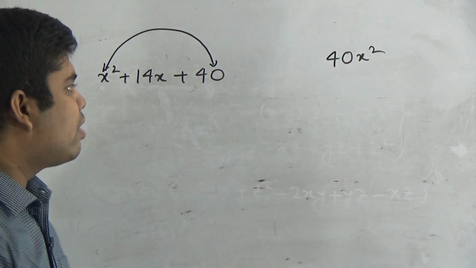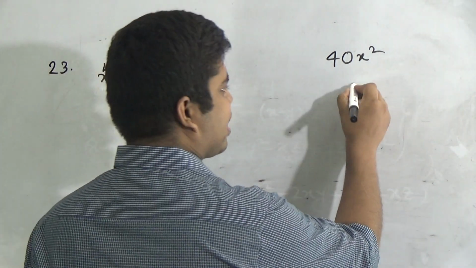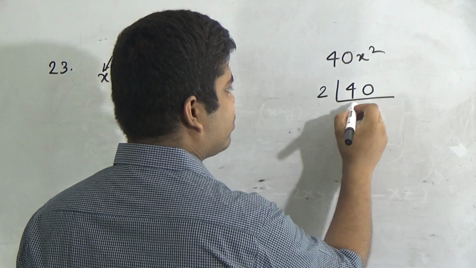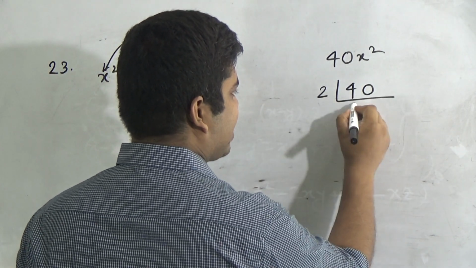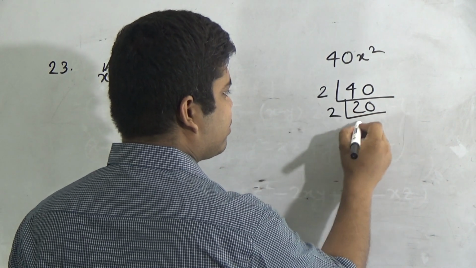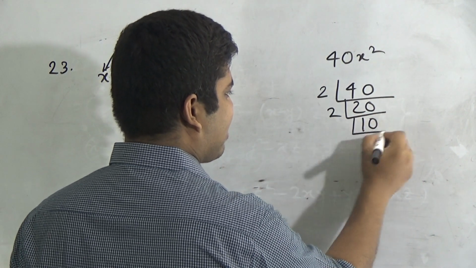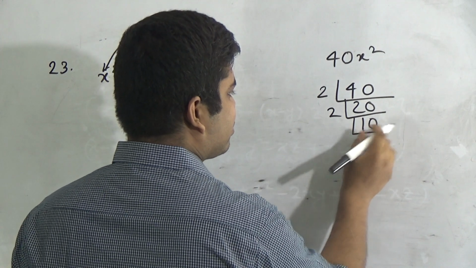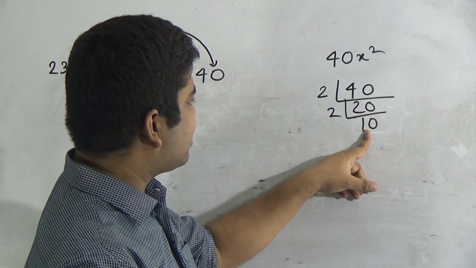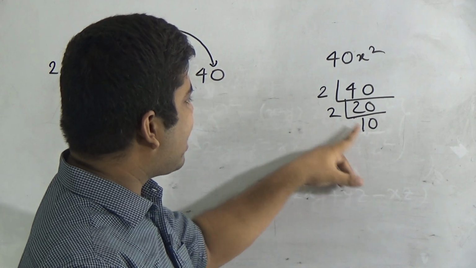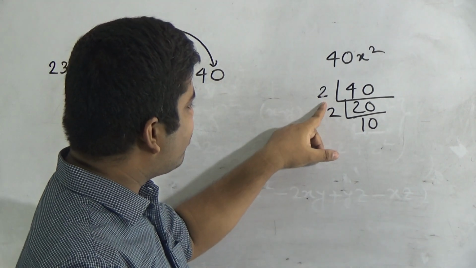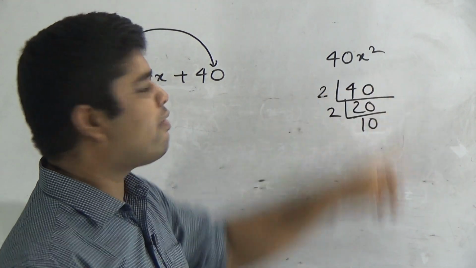Okay, so how can we get those two terms here? 40, so we convert this into factors. Then 2, if we divide 40 by 2, then we get 20. Again, if we divide 20 by 2, then we get 10. If we divide 10 by 2, no need to divide. Here 2 2s are 4 and 10. That means if we add 4 and 10, then we get 14x. If we multiply 4x and 10x, then we get 40x square.